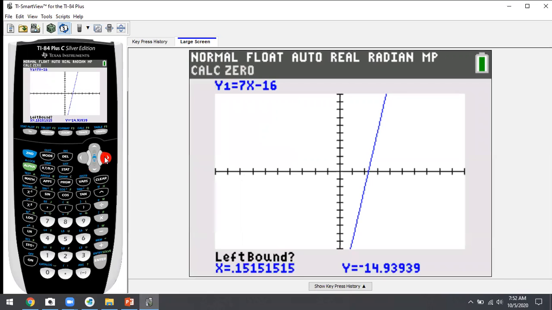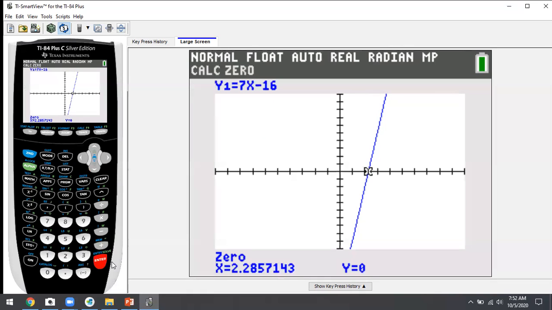Makes sense. Go anywhere to the left of it. Go anywhere to the right of it. Hit enter. Guess doesn't matter. And you get some weird decimal out, but that's fine. Let's write it down. X is 2.285714. It goes on and on and on forever like that. And that's good enough to solve by graphing.